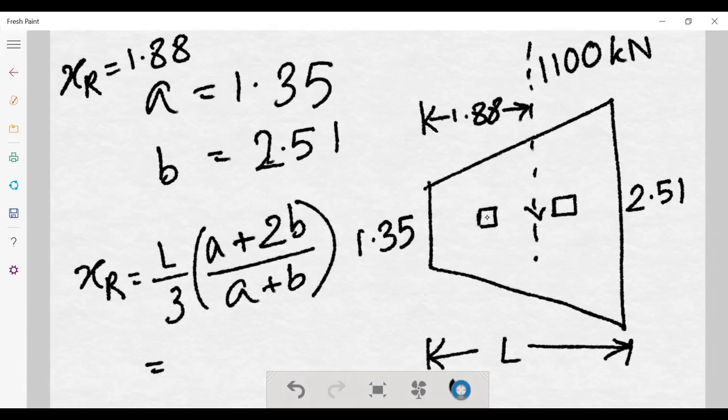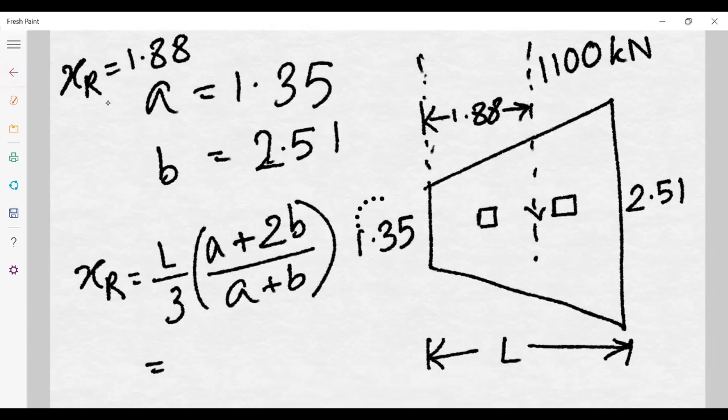The main intention is that the resultant of the two loads, 350 and 750, 1100, should fall at the CZ. So our main intention is to keep the CZ near the resultant. So if A is 1.35 and B is 2.51 and the resultant location we have seen is 1.88 from the left edge, if it is near, then we can say that these are sufficient. So let us now do that.